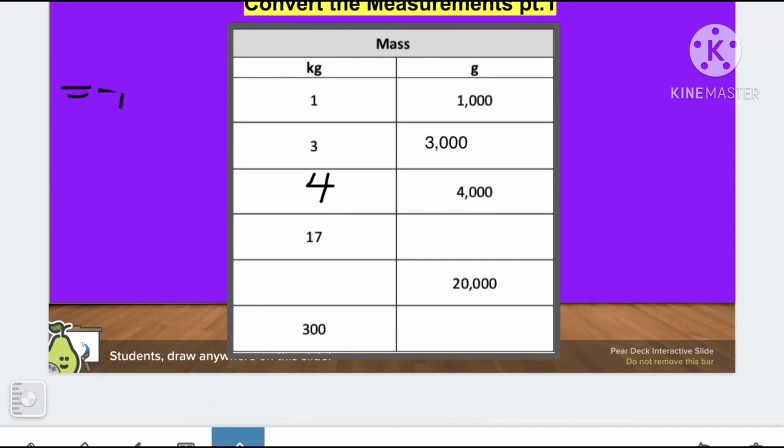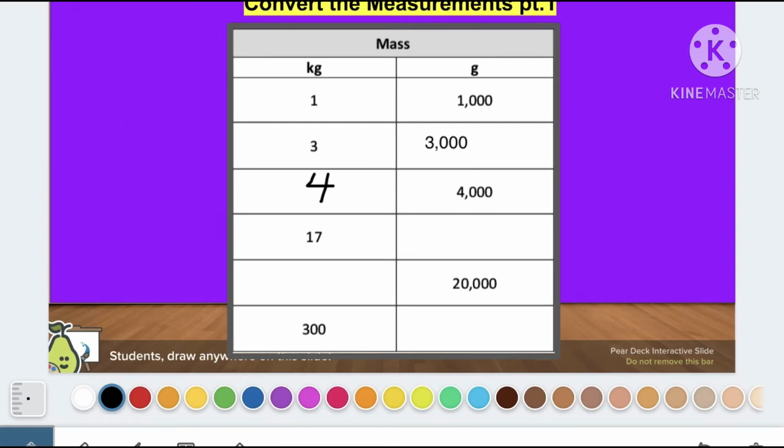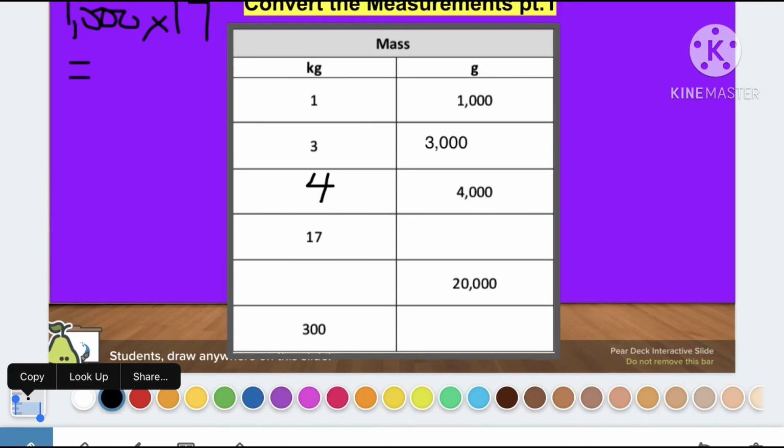And now I'm on to my next problem. 17 kilograms equals blank grams. So let's think about this for a second. Remind Miss Turner, how many grams are in 1 kilogram? Good, 1,000. And how many kilograms do I have? Good, 17. So now let's think for a second. What's my product? 17 times 1,000, or 1,000 times 17.